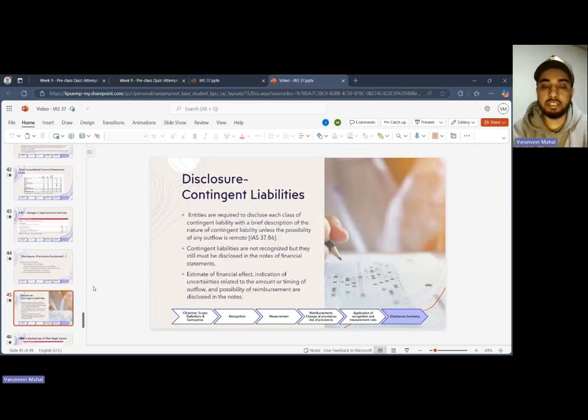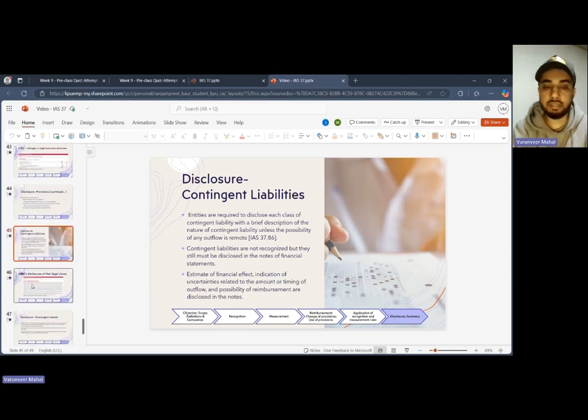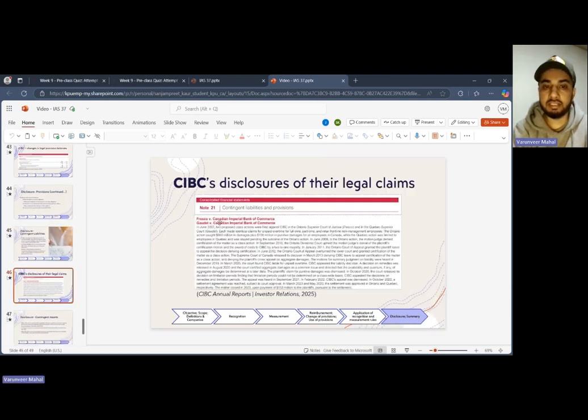And then for contingent liabilities, they are not recognized, but they are disclosed in the notes. Entities are required to disclose each class of contingent liabilities as well, with a brief description of the nature of the liability. Here's an example of a contingent liability from CIBC Bank. They had one case against Fresco in Ontario, and then one against Godet in Quebec. They filed lawsuits against them.